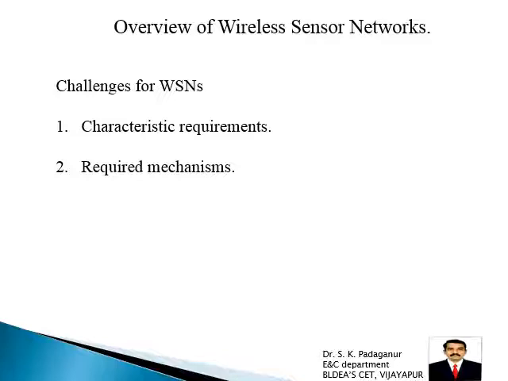Now module 4 and module 5 belong to the overview, architecture, and application of wireless sensor networks, so WSN. That's why the name of the subject is IoT and WSN. First we study the IoT overview, then we go to the wireless sensor network. In module 4 we start with the overview of wireless sensor networks and the challenges for wireless sensor networks. The challenges mainly depend on the application, what kind of application we are providing to the user.